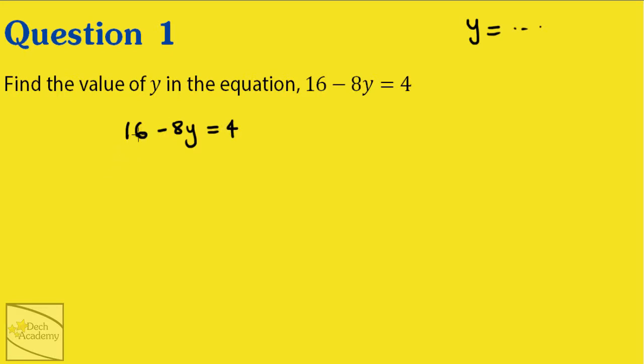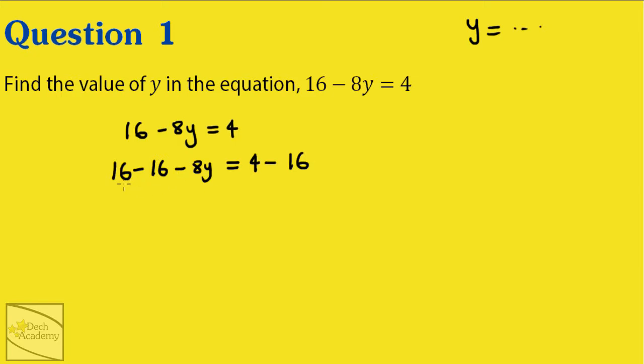Because if I subtract 16 from the left-hand side, I'll have 16 minus 16, which goes to 0. So I'll show you that. So I'm going to subtract 16 from the left-hand side. But I have to do the same thing to the right-hand side. Any mathematical operation carried out on the left-hand side of an equation must also be carried out on the right-hand side of the equation to maintain the equality.